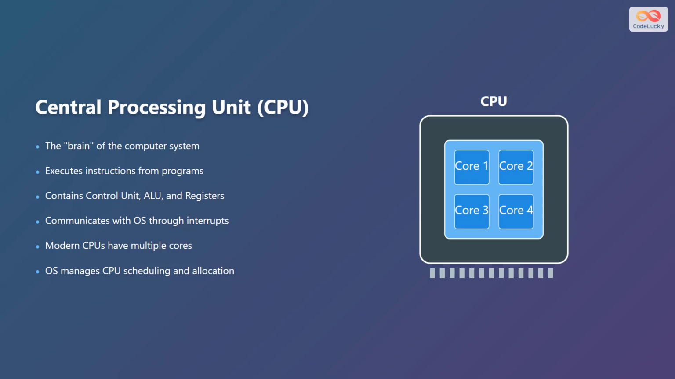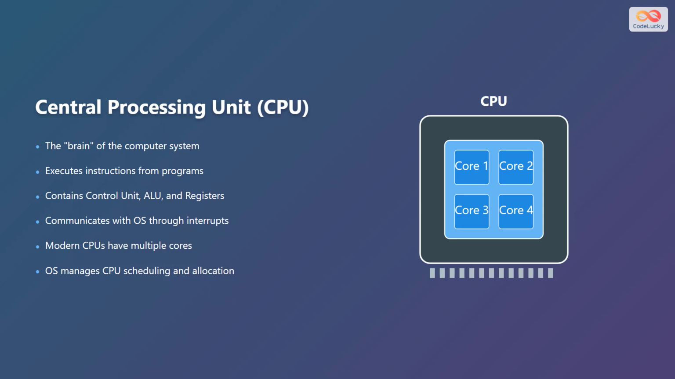Let's start with the central processing unit, often called the CPU. The CPU is the brain of the computer system. It's responsible for executing instructions from programs. Think of it as the conductor of an orchestra, directing all the different parts of the computer to work together. Inside the CPU, you'll find the control unit, which manages the execution of instructions, the arithmetic logic unit or ALU, which performs calculations, and registers, which are small, fast storage locations.